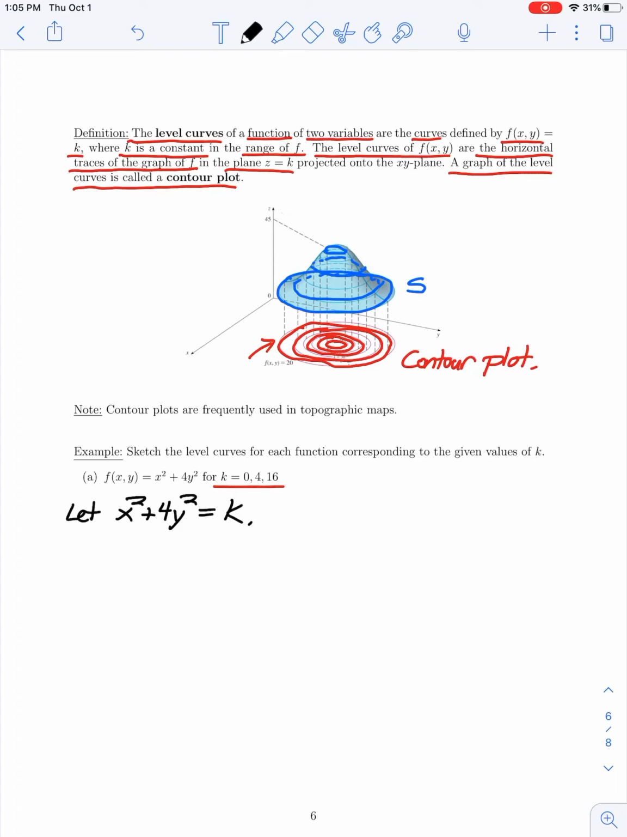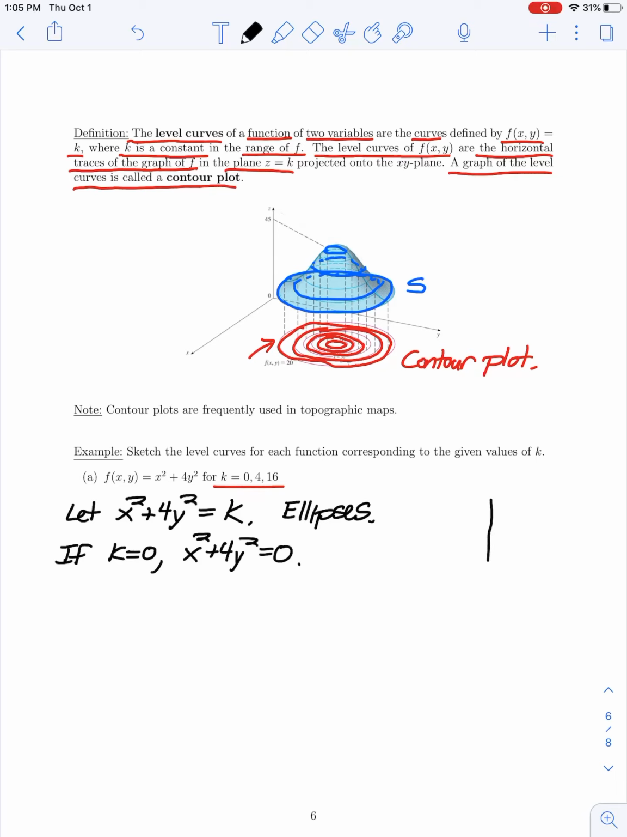So generally speaking, we're going to have ellipses for our level curves. We recognize this equation as representing an ellipse in the xy plane. So to sketch the specific level curves that we're asked for, we would substitute in the indicated values of k. So starting with the value k equals 0, we would have x squared plus 4y squared is 0. So we would have an ellipse of radius 0. That is just a single point at the origin.